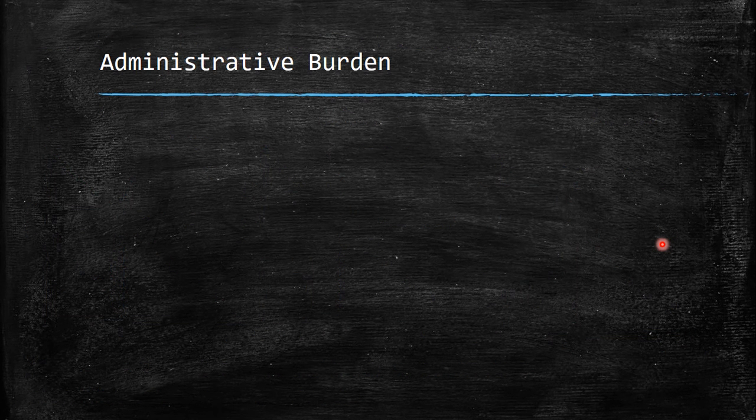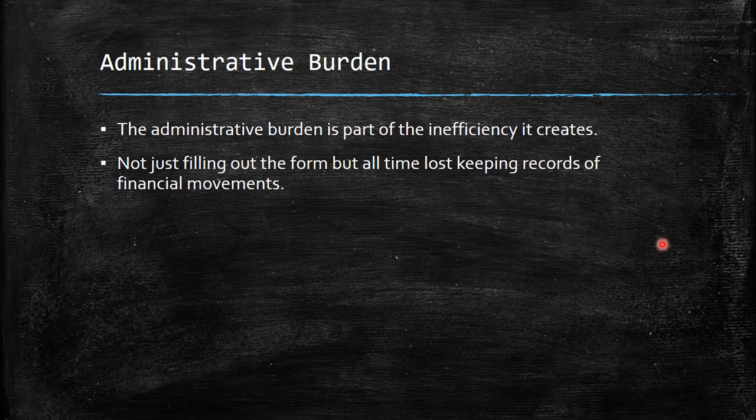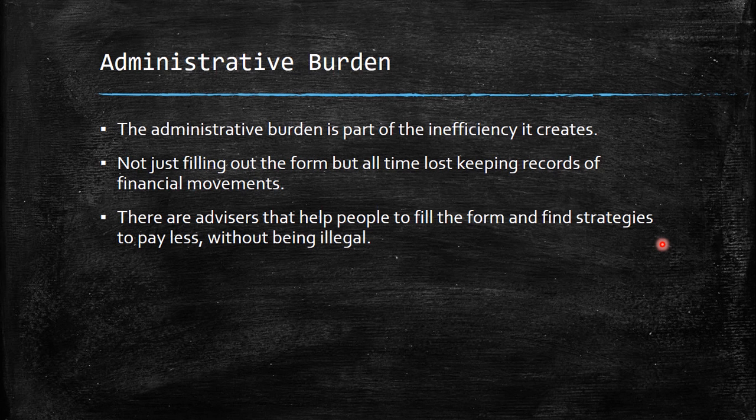Okay, here we are going to talk about administrative burden. Remember, the administrative burden is part of the inefficiency that taxes create. It's not just filling out forms, but imagine that you need to keep records of all your financial movements and your accounts. It's really hard, the time that you lose on these kinds of things. And even for that, a new kind of market has been created, because there are advisors.